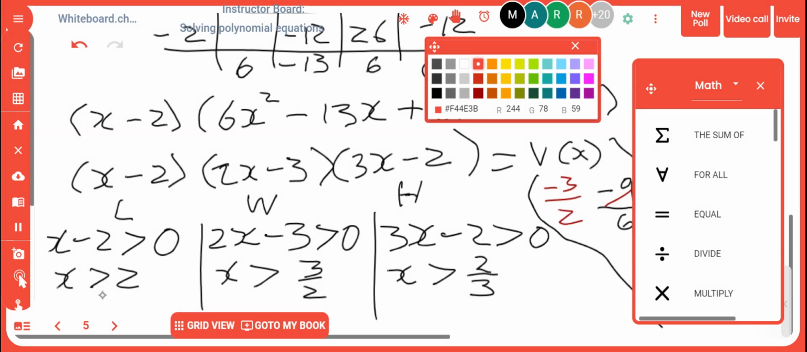Greater than 2, which is the first one, is going to take care of x being greater. So this is the one that I'm going to be focusing on. That's the one that really matters. As long as I'm greater than 2, I'm going to be greater than 3 over 2, and I'm going to be greater than 2 over 3. I've satisfied all three conditions by just satisfying one condition. Okay, hopefully that makes sense to everybody.